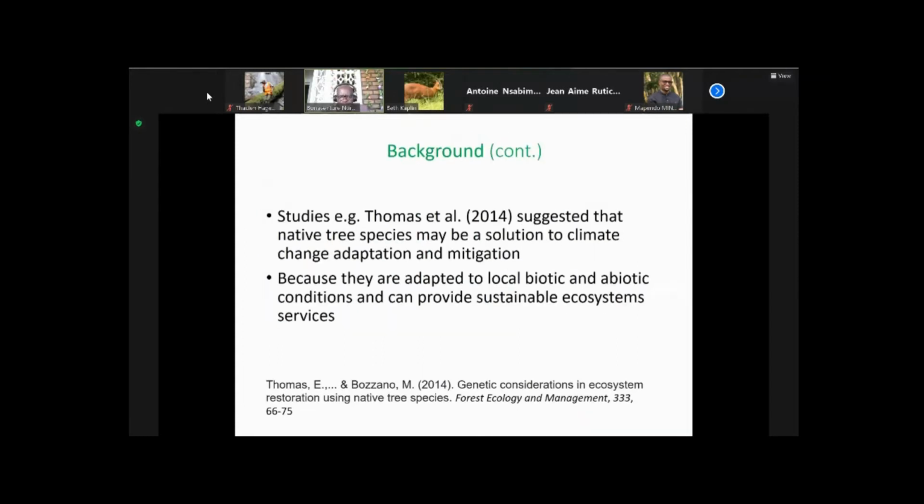But some studies suggested that native tree species may be a solution to climate change adaptation and mitigation because they are adapted to local biotic and abiotic conditions and can provide sustainable ecosystem services.